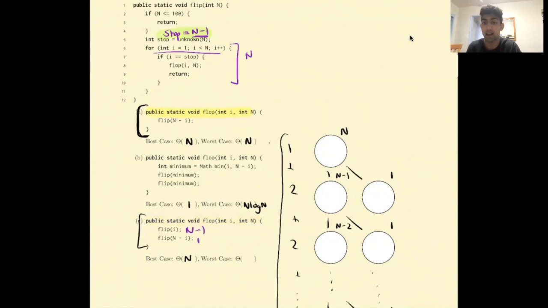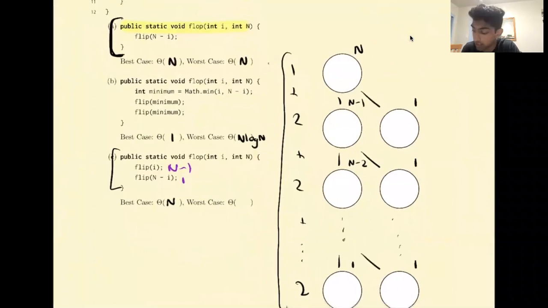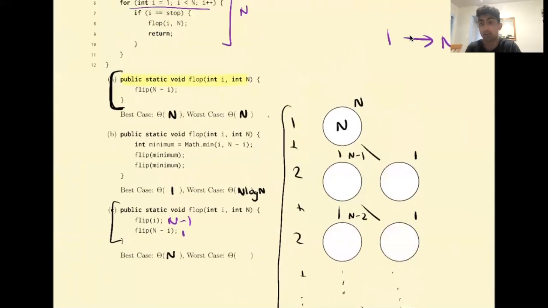The only difference now is that the amount of work that we're doing in flip has increased from constant to n. Okay? So what we will see is that the tree will look exactly the same in terms of structure, but now we're doing n work for that first time we call flip, because we have to iterate all the way to the end of the for loop. And the next time we're doing n minus 1 work, right? This one is just a constant amount of work because it's still the base case possibility.